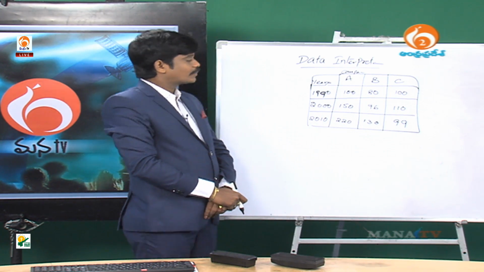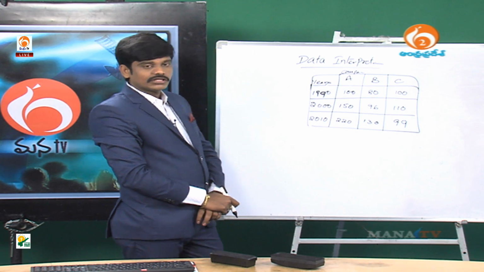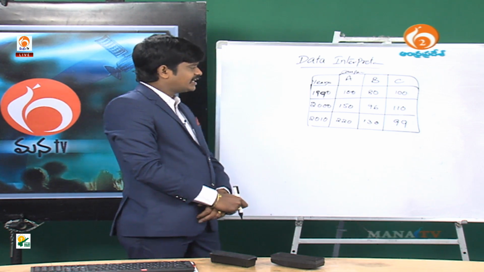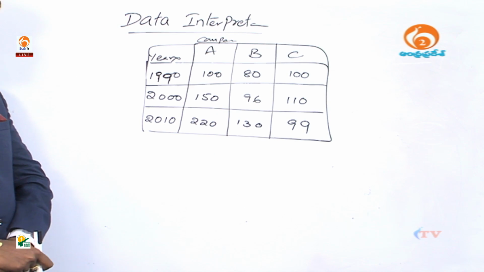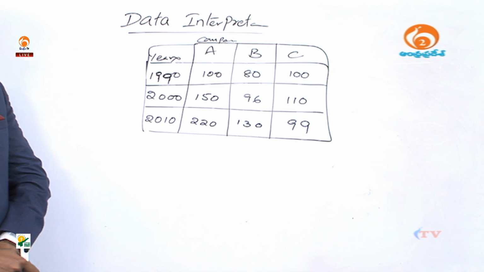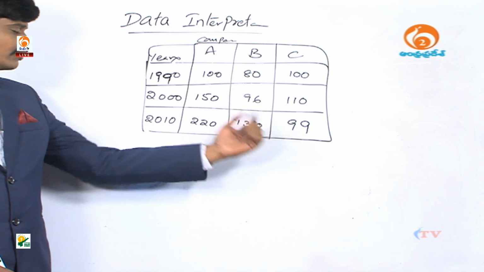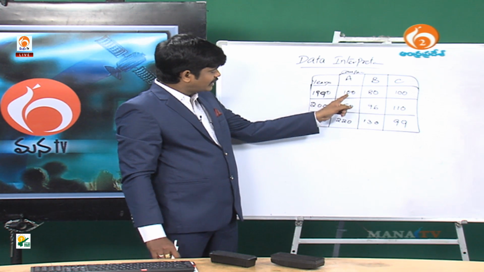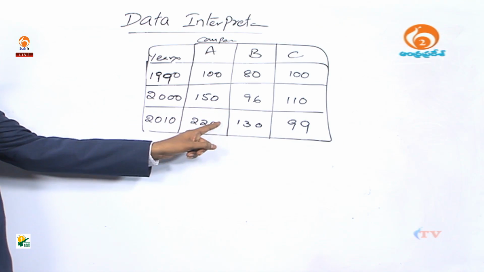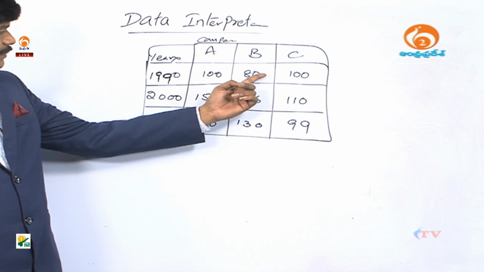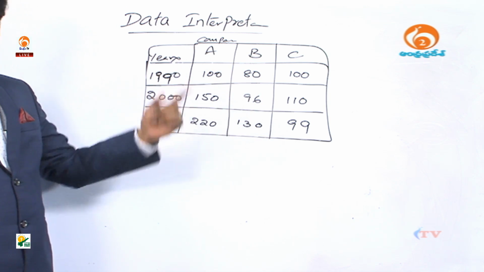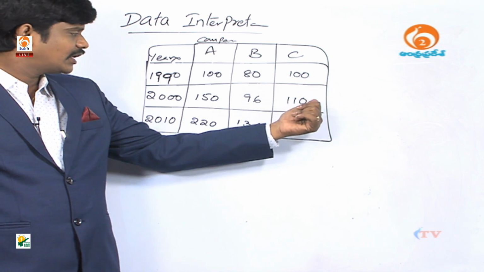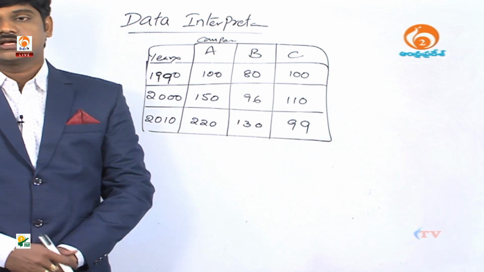Which company's production will be decreasing, and in which year? Company C's production in 1990 is 100, in 2000 it is 110, and in 2010 it is 99. Company A will be increasing from 100 to 150 and from 150 to 220. Company B will be increasing from 80 to 96 and after that from 96 to 130. Company C's production increases from 100 to 110 and then decreases.